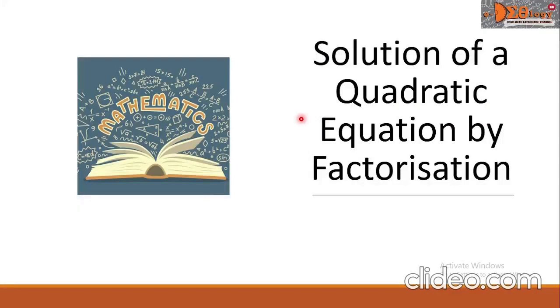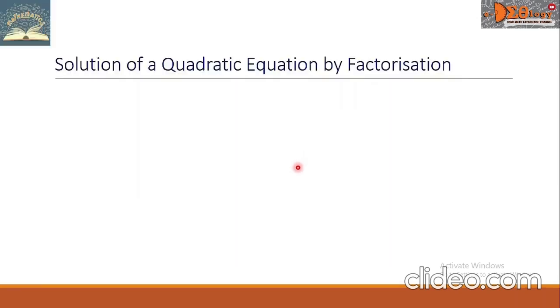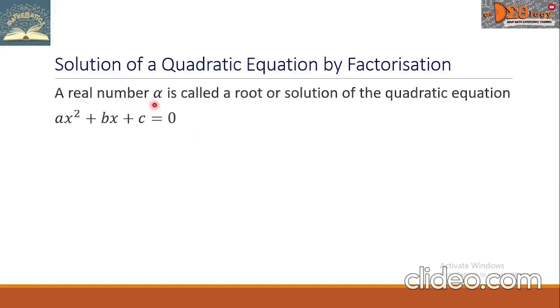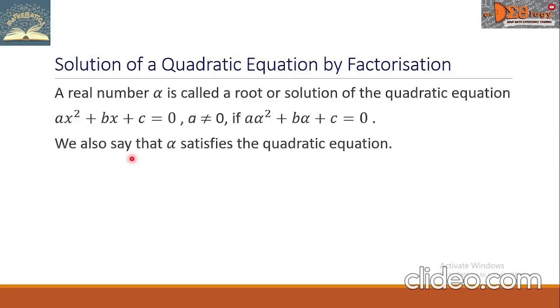Hi everyone, today we're going to study solution of a quadratic equation by factorization. A real number alpha is called a root or solution of the quadratic equation ax squared plus bx plus c equals 0, where a is not equal to 0, if a times alpha squared plus b times alpha plus c equals 0. We also say that alpha satisfies the quadratic equation.